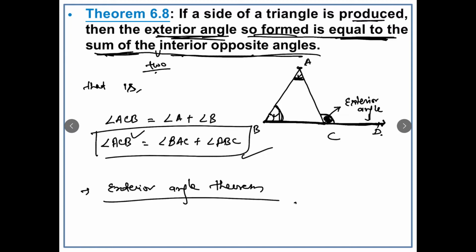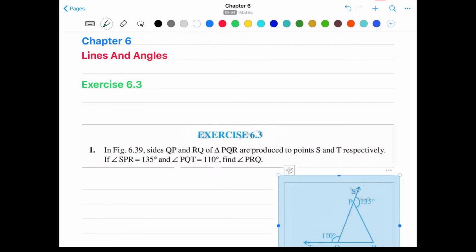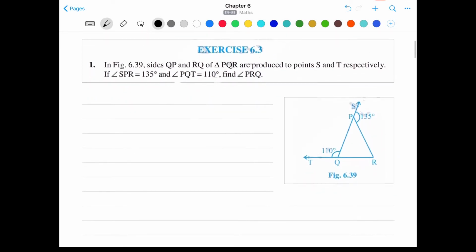Now based on this we have exercise 6.3. This exercise has a total of 6 questions, so we are going to do all the questions one by one. First question here is, in figure 6.39, sides QP and RQ of triangle PQR are produced to points S and T respectively. So these two sides are produced till points S and T.